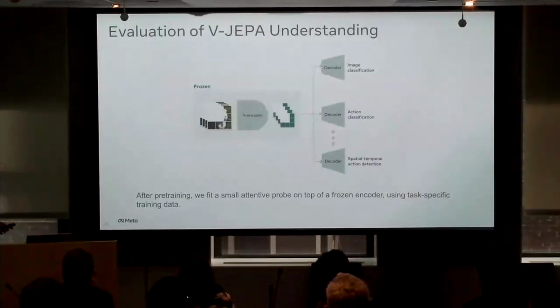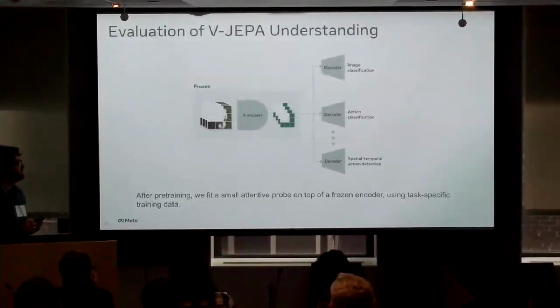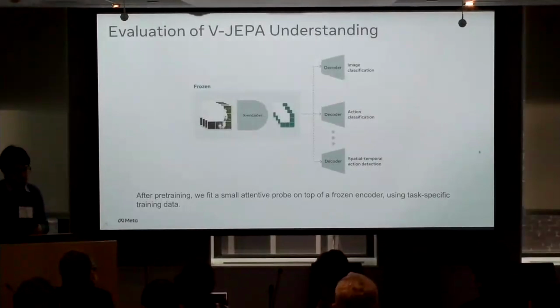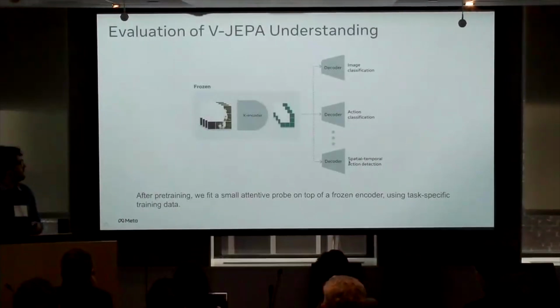Okay, so we have a recipe to try on video. How are we going to validate our approach? At this point, we are really focusing on the representation learning part, so a self-supervised type of evaluation. What we do is we take our model, we freeze our encoders, and then we fit a bunch of probes that decode the representation into a set of outputs. It might be image classification, action classification, or even some kind of spatio-temporal action detection. In practice, we use a small attentive probe to map the representation into an interpretable space.